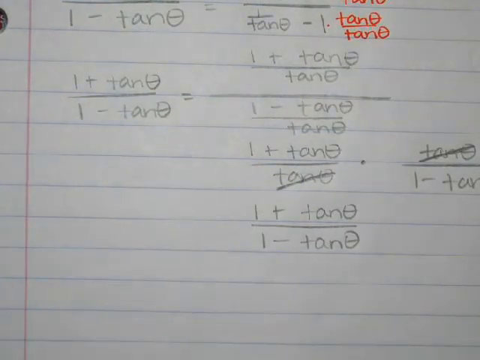You'll see this particular problem. It could be tangent and cotangent. It could be sine and cosecant. It could be cos and secant. This particular problem is very common.